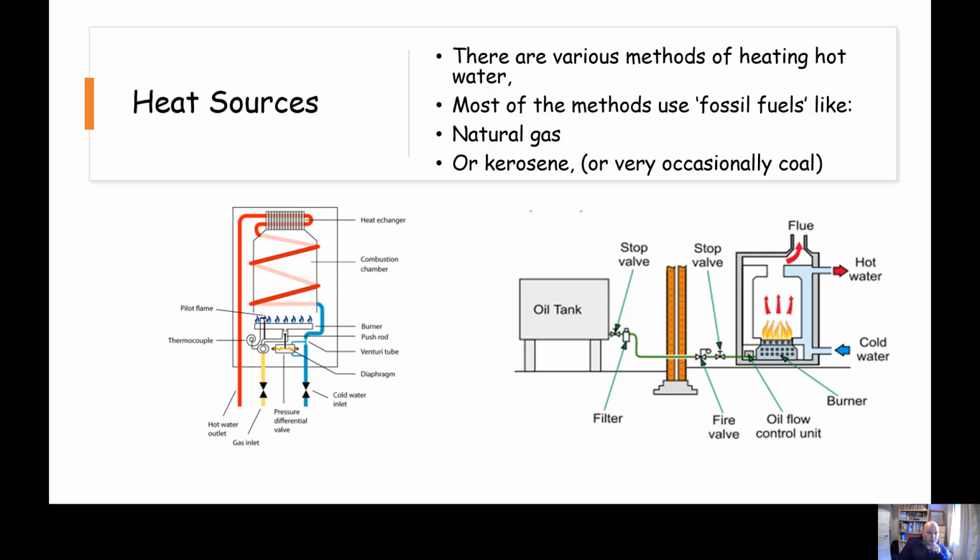Okay. So heat sources. There's various methods of heating hot water. Most of the methods actually use fossil fuels, and almost all boilers that we're likely to come across in London are going to run on natural gas, which is a fossil fuel. Some might run on kerosene, also known as oil boilers, and very occasionally you might come across back boilers, solid fuel boilers that might be heated by coal, which is also a fossil fuel. All of these are fossil fuels.